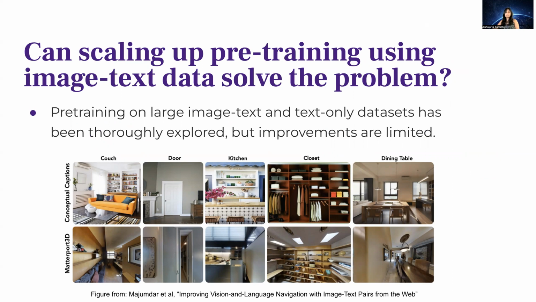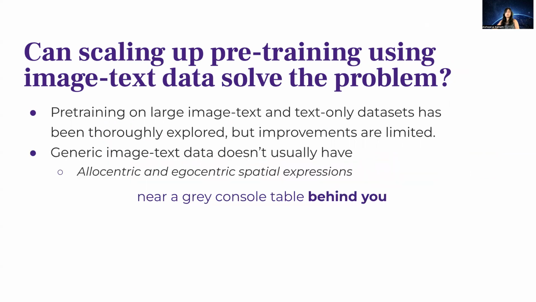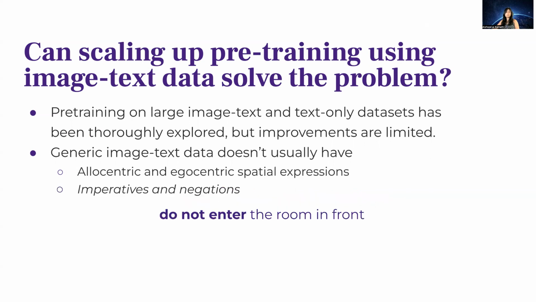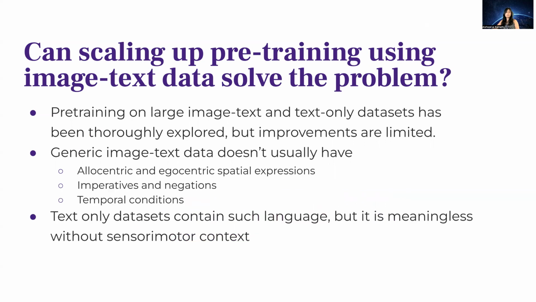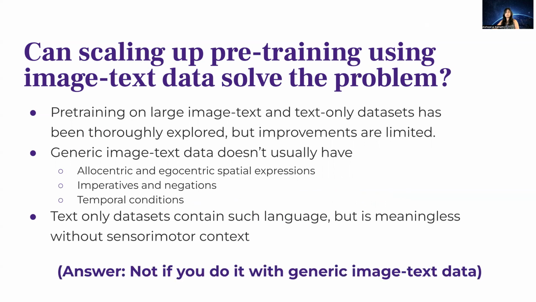But we see that images from CC and other image-text datasets are typically well-lit, well-composed, and aesthetically pleasing, whereas for Matterport3D images, the framing depends on the position of the agent. We also find that generic image-text data doesn't usually have allocentric and egocentric spatial expressions like "near a gray console table behind you", imperatives and negations like "do not enter the room in front", temporal conditions like "walk until you see an entrance on your left". And finally, text-only datasets might contain such language, but it is meaningless without sensory-motor context. So the answer to this question is no, not if you do it with generic image-text data.